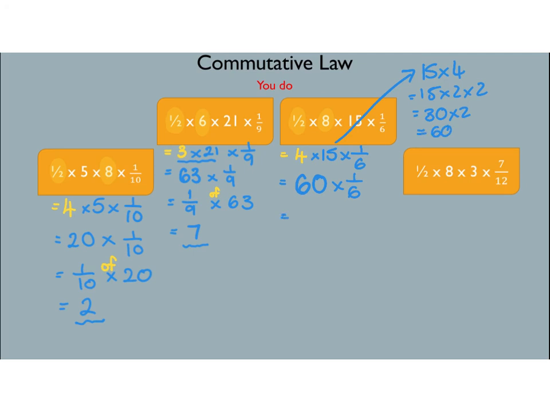Now 60 times a 6th, like I've said before, a lot of people don't like it that way around, so swap it round. Okay, 1/6 of 60. How many 6s are in 60? 10.